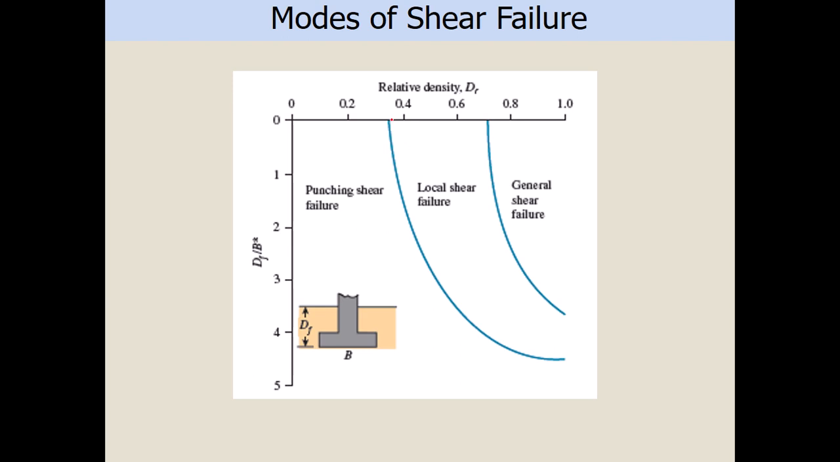If the relative density is less than 0.35, the mode of failure is the punching shear failure. If the relative density is between 0.35 and 0.7, the type of shear failure is the local shear failure. If the relative density is more than 0.7 or 70%, the general shear failure will occur. So this is the guideline for you to design the foundation based on the relative density.